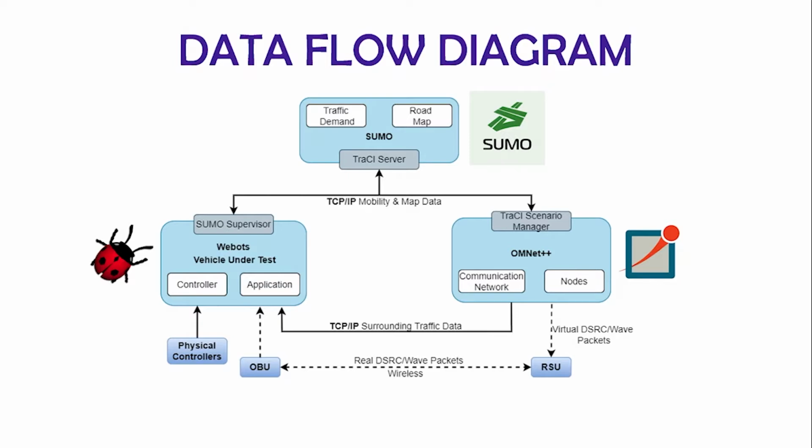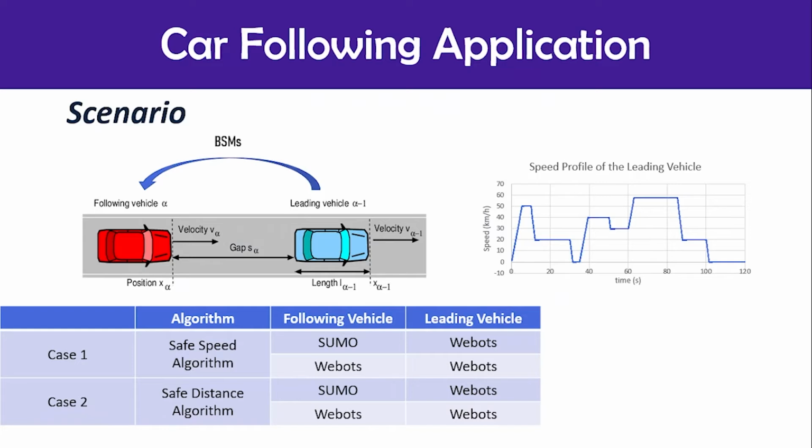After receiving the messages, the webhost controller processes them and gives commands to the vehicle as required by the application. A simple car following application on a single lane straight road verifies and validates the integrated simulation environment. This figure illustrates the car following application.